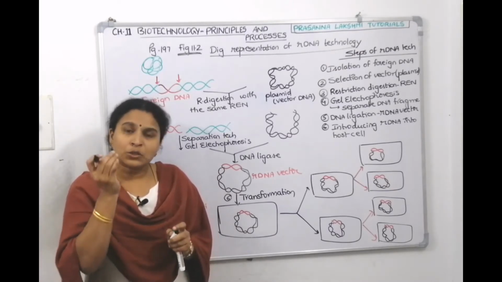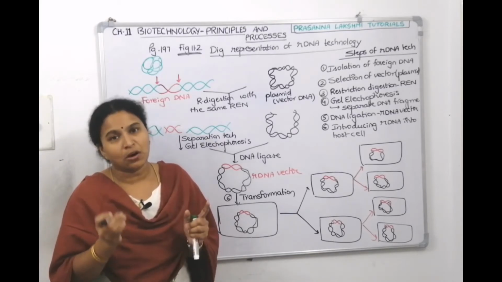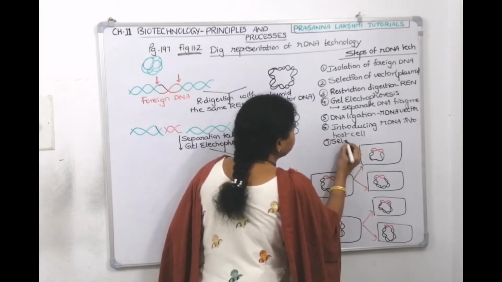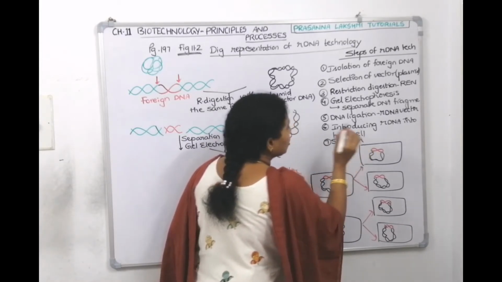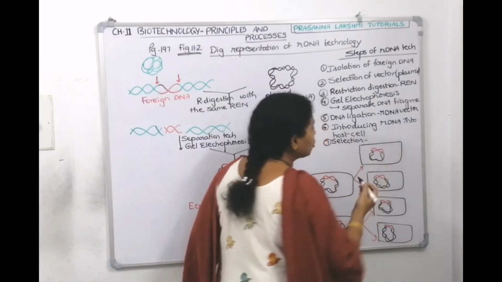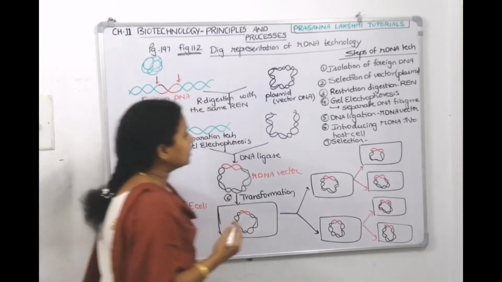Then we will do one small technique called selection or screening to identify whether the host cell has taken it or not. So the seventh step will be selection, to select the recombinant bacteria. In selection, what are we doing? We are taking the bacteria in which the rDNA is there.